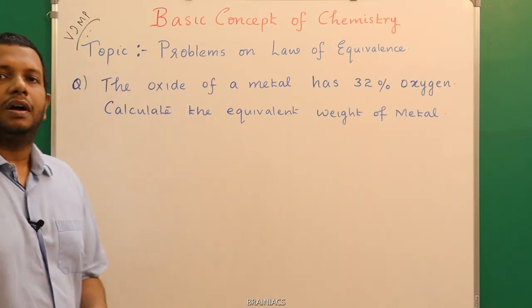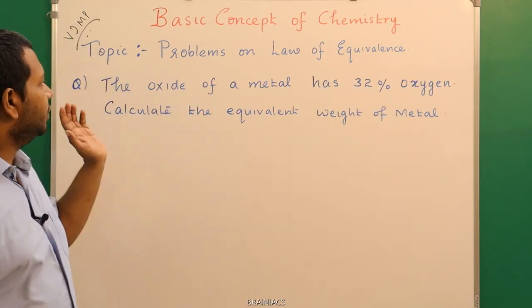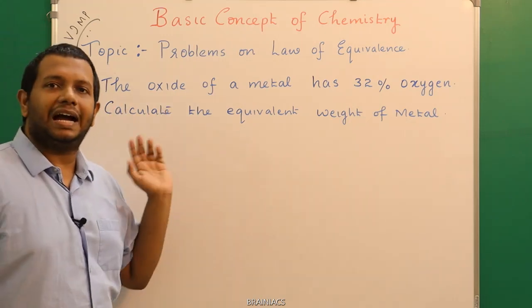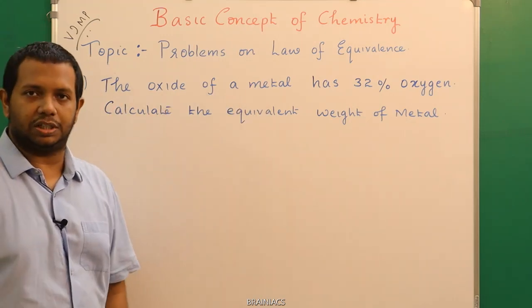Okay. Hi students. So you could see a new question here. Just go through the question. The oxide of a metal has 32% oxygen.